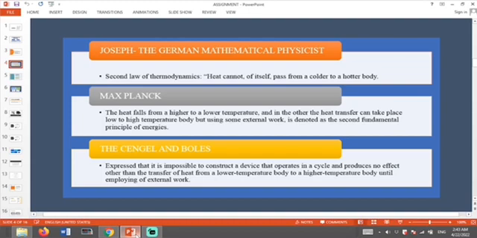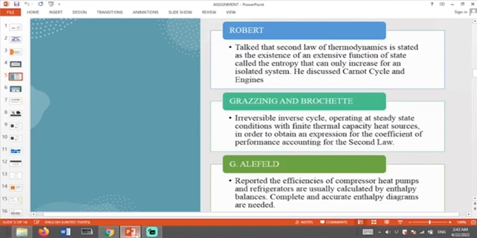So these are some statements from the thermodynamic specialists. The first one is from Joseph, the German mathematical physicist, who said that heat cannot transfer itself, pass from a colder to a hotter body. The second, Max Planck, said that heat falls from a higher to a lower temperature, and in other words heat transfer can take place from a low to a high temperature body by using some external work. We also can see that Robert says that the second law of thermodynamics is stated as the existence of an extensive function of state called the entropy that can only increase for an isolated system.